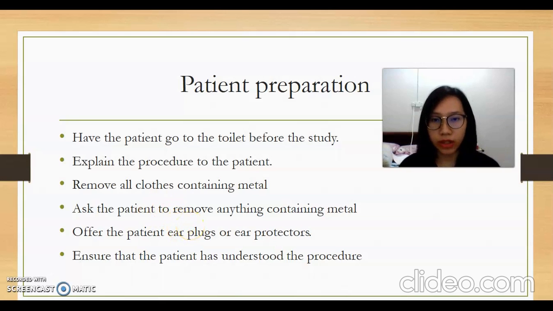And ask the patient to remove anything containing metal, for example, any earrings or jewelry. Then we will also offer the patient earplugs or ear protectors, because it will be noisy inside the MRI, and we will also inform the patient of this. Lastly, before we start the procedure, we have to ensure that the patient has truly understood the procedure, including how long it takes, and we will also give the emergency button to the patient. So if there is any emergency, for example, if the patient cannot breathe or is restless, they can press the emergency button.